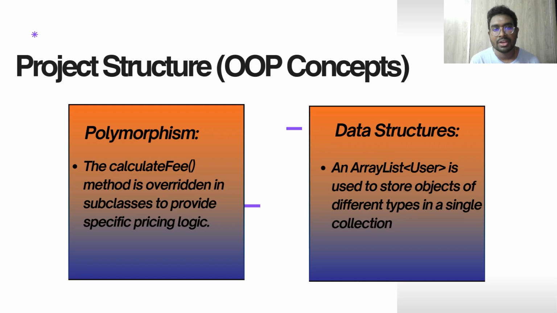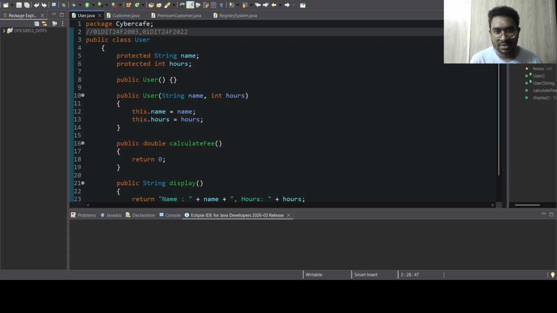Right now we're going to see the coding that we used to develop the program. So this is the coding that we did for the Cyber Cafe registry system. This is the first file, that is User. Under User there is protected String name and protected int hours. The name represents the user's name, and hours represents how many hours the user has used the PC or console installed in the Cyber Cafe.